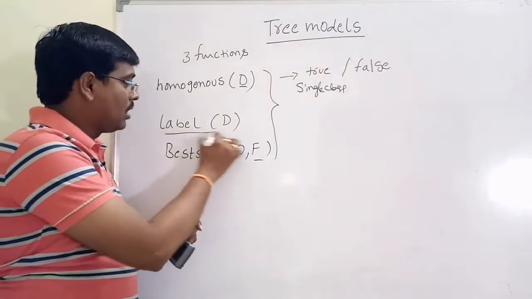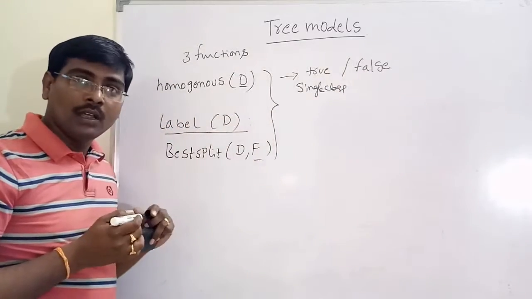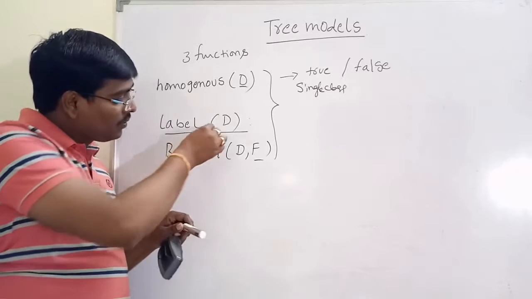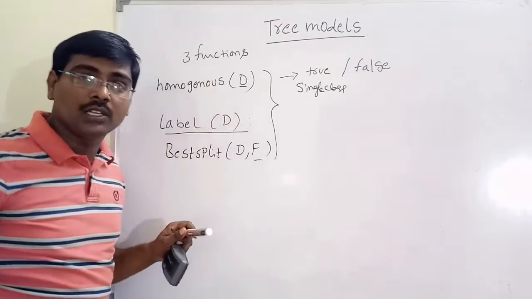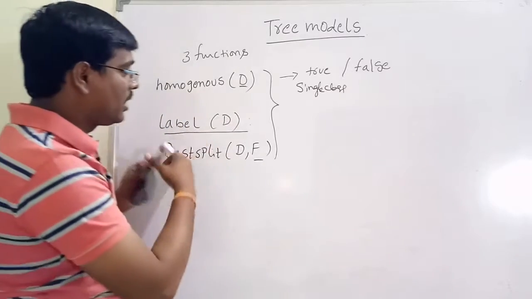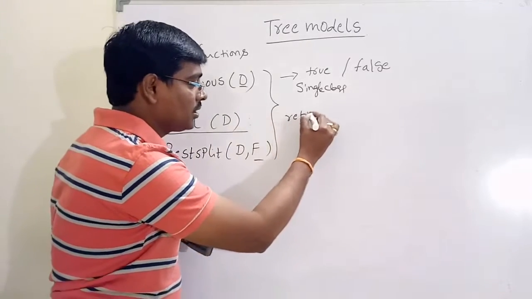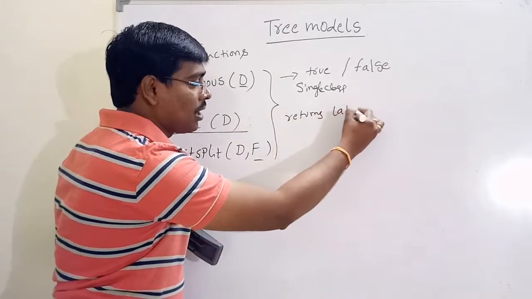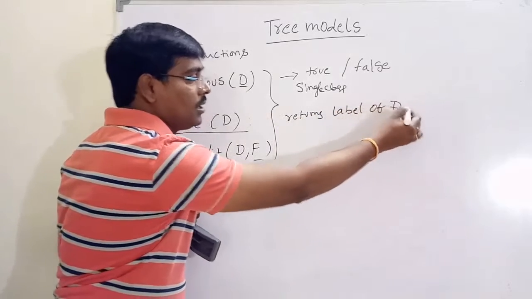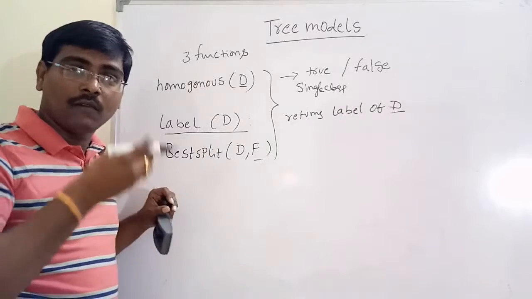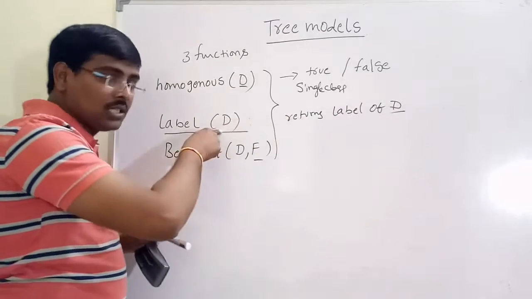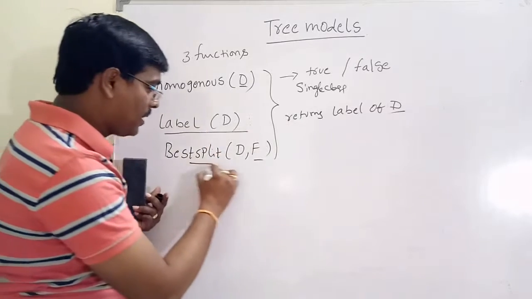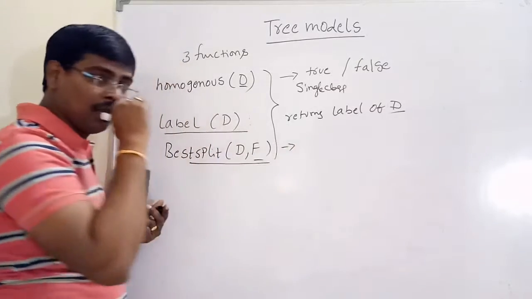Second one, Label(D). Label(D) means we provide a set of instances, and it returns the class this set of instances belongs to. It returns the label of D, that is, for which class, for which label the set of instances belongs to. It returns that label.